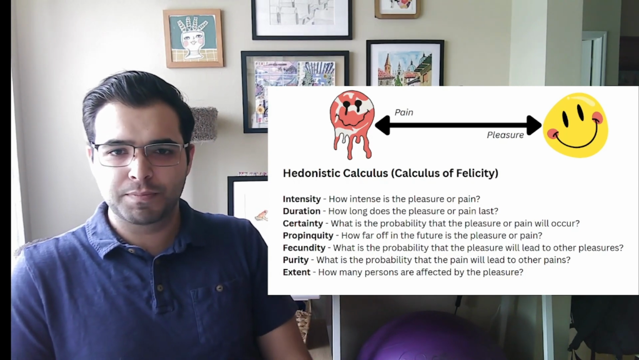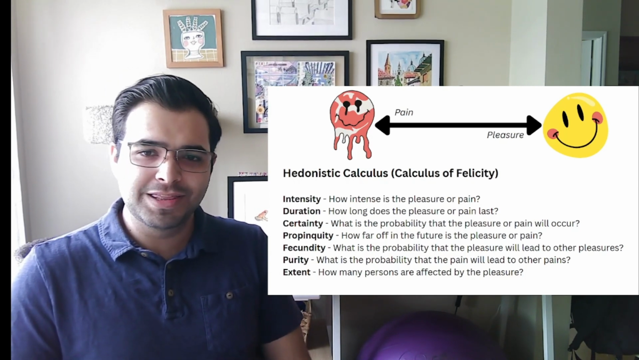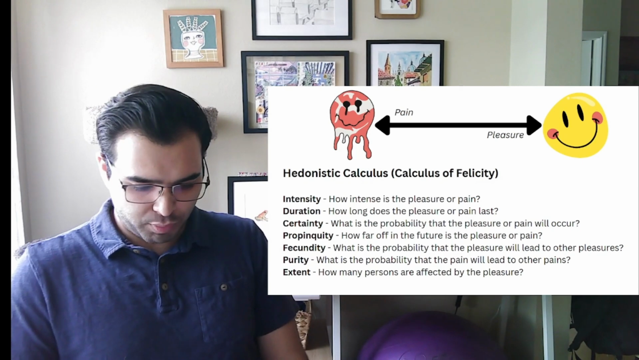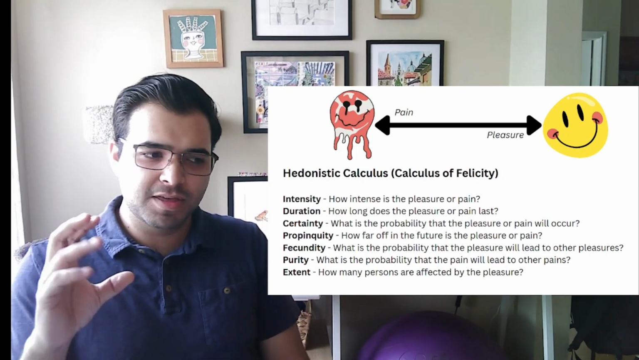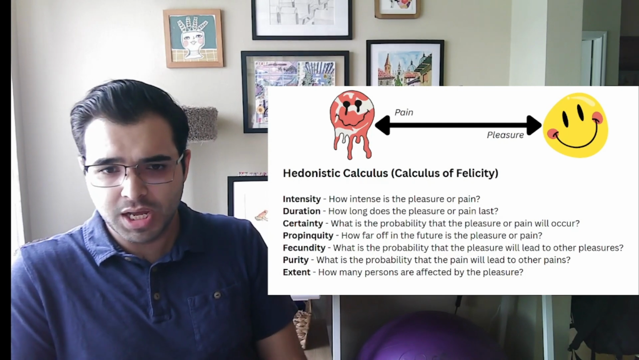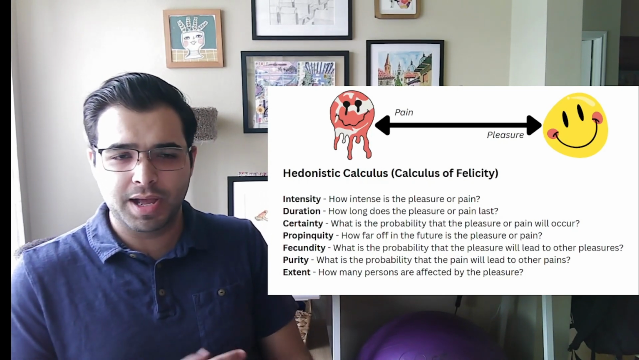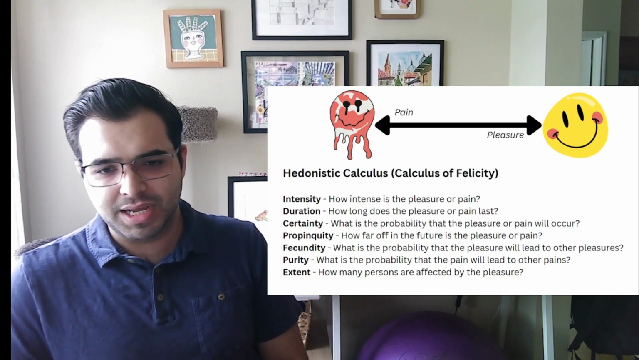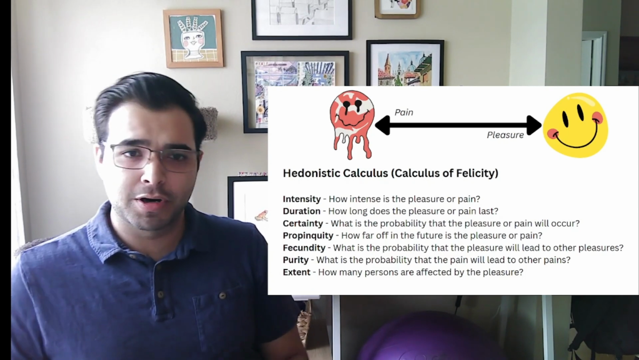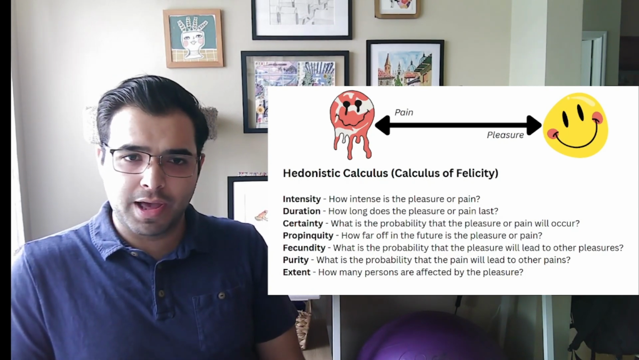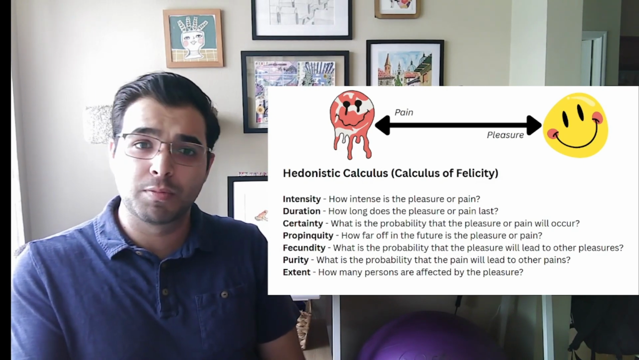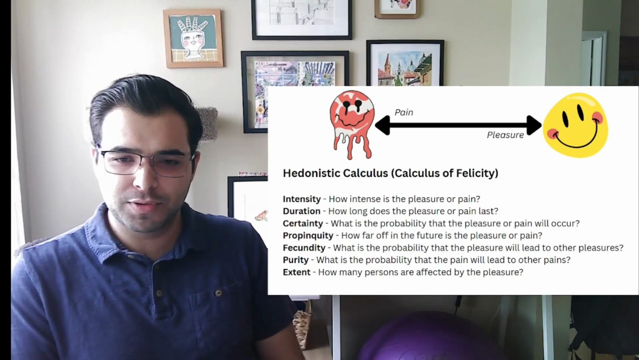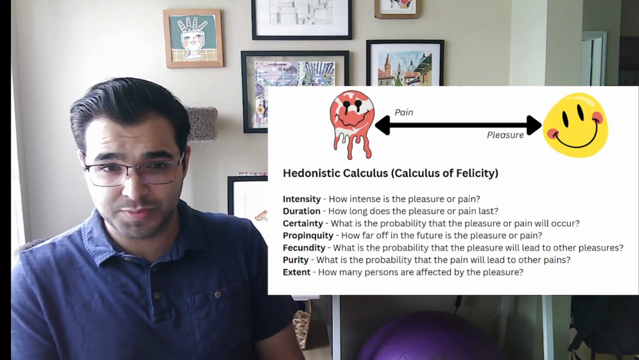Next, we have a pretty funky word here, propinquity. How far off in the future will the pain or pleasure occur? This is important because the duration of time that you have to wait for a particular pleasure might impact the amount of happiness it brings you. Take, for instance, the classic experiment in psychology, the double marshmallow experiment. Children are presented with a single marshmallow, and the adult says, I'm going to leave you in this room with one marshmallow, and if you come back in 10 minutes, I'll give you 2 marshmallows.